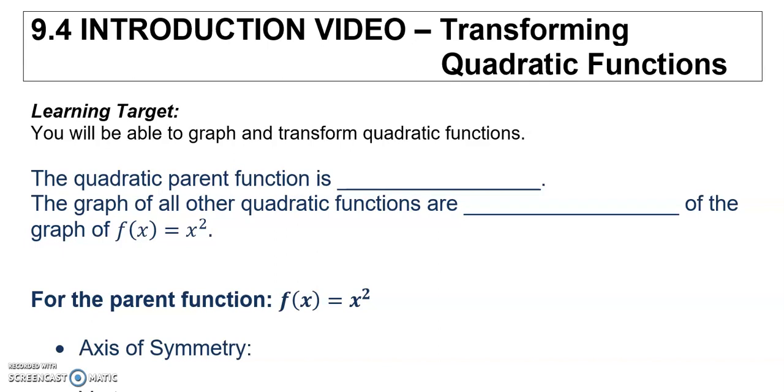Alright, so for 9.4, our learning target says that we will be able to graph and transform quadratic functions. The quadratic parent function is f of x equals x squared. The graph of all other quadratic functions are transformations of that.